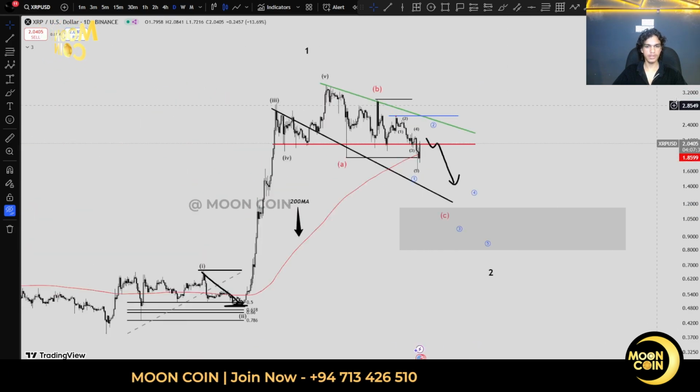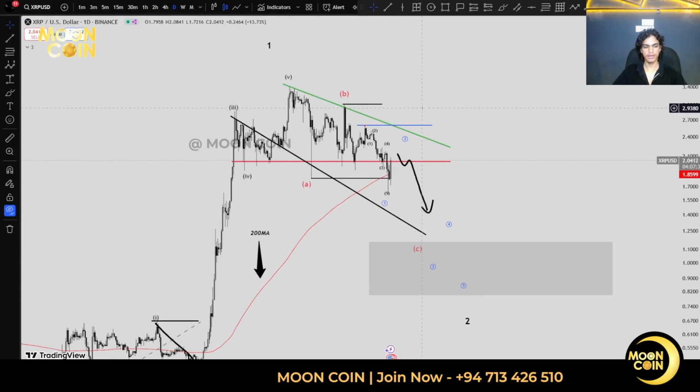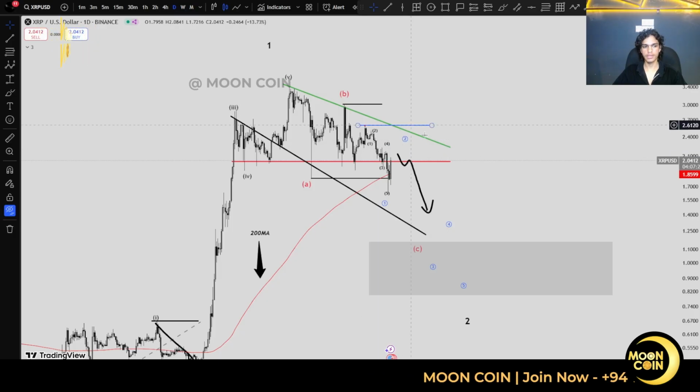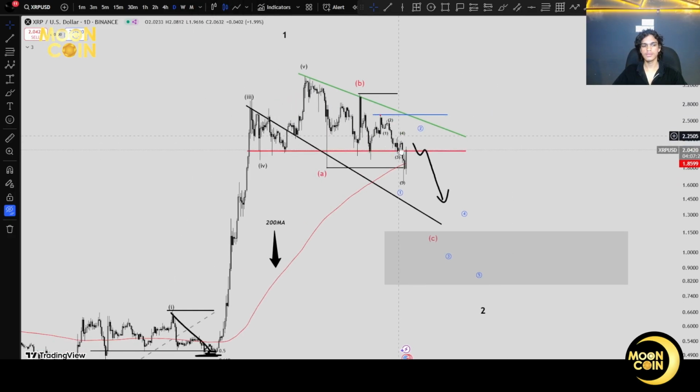In the last video I mentioned that if this pattern breaks up, then it could be an impulse to the upside. But in the current market, the market has broken to the downside. So now it's in a retest.